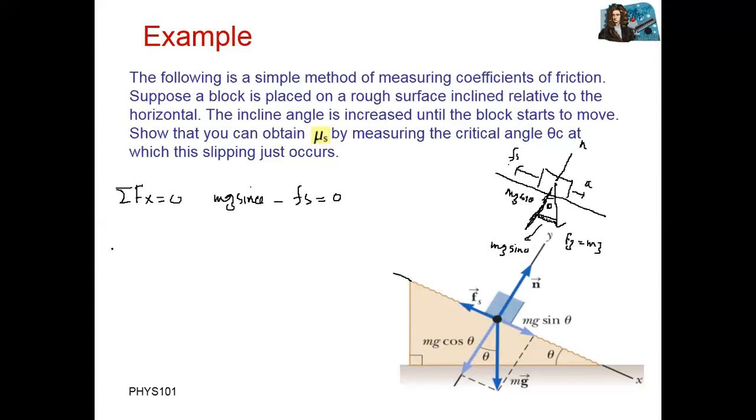Now, the sum of all forces along the y-axis is again equal to 0, because there is no motion along the y-axis. So there are two forces. One is the normal force upward and one is the downward force, that one is mg cos theta. So if we take N positive, then N minus mg cos theta is equal to 0.